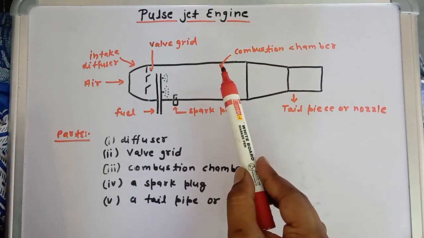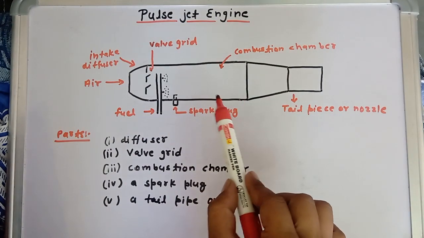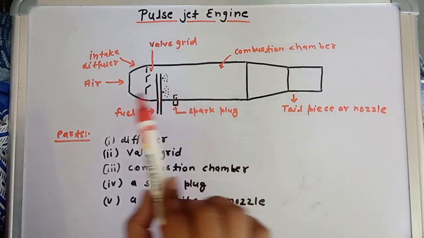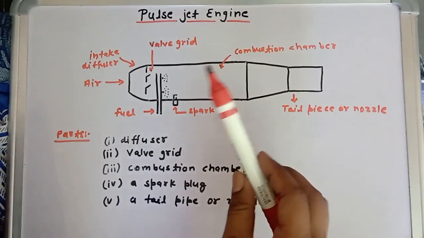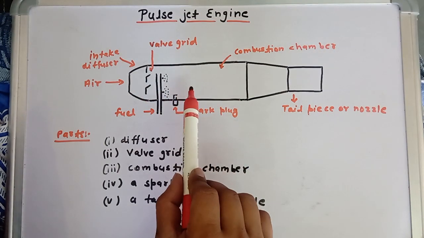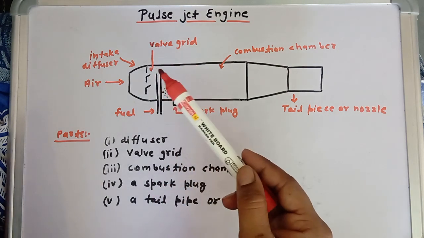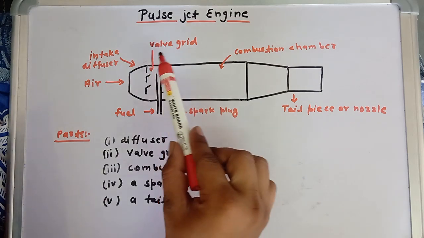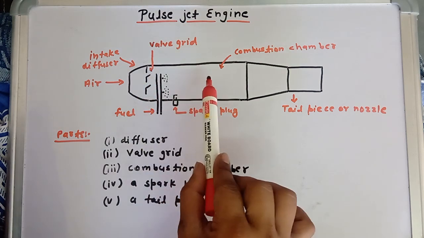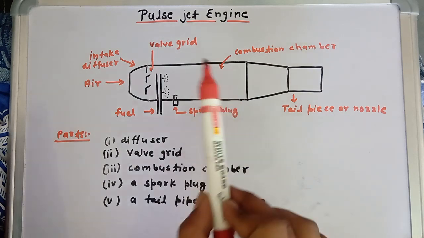To start the combustion, initially the spark plug is used. Once the combustion starts, it proceeds at constant volume. Thereby, there is a rapid increase in the pressure, which causes the valve to close rapidly. What happens when the combustion starts in the combustion chamber? The pressure increases rapidly, so this valve grid closes rapidly and the air which entered the combustion chamber cannot return to the outside. Thereby there is a rapid increase in the pressure.